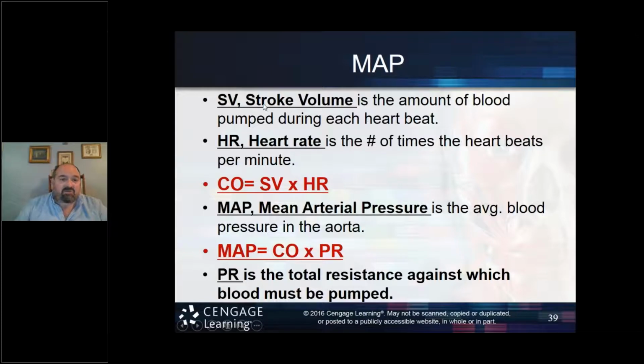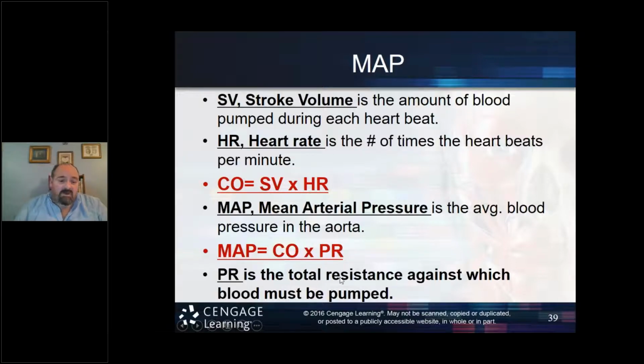But the term stroke volume is the amount of blood pumped during each heartbeat, okay? So each heartbeat will have an amount of blood, and that's called the stroke volume. Now the cardiac output, the CO, equals the stroke volume, how much blood is pumped during each heartbeat, times the heart rate. Whatever that may be gives you your cardiac output. Now, the mean arterial pressure is the average blood pressure in the aorta. So we take that MAP, that mean arterial pressure, and we take the CO times what?